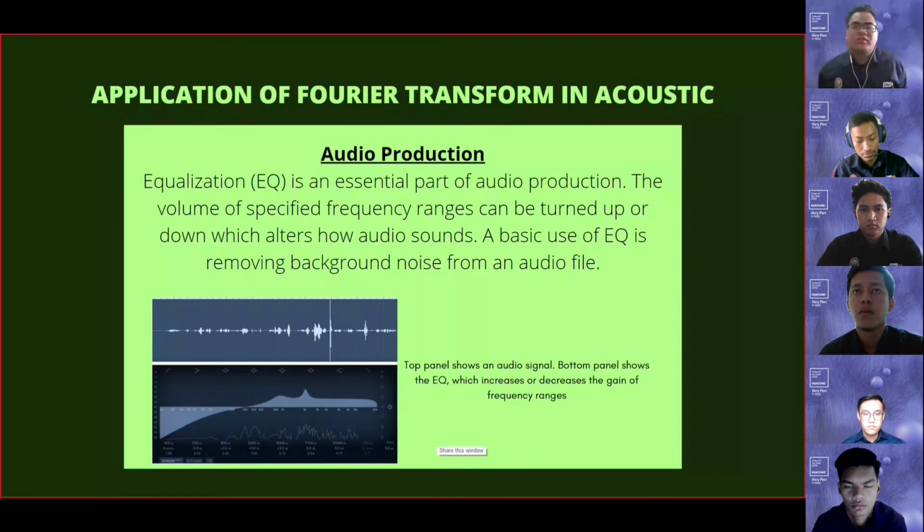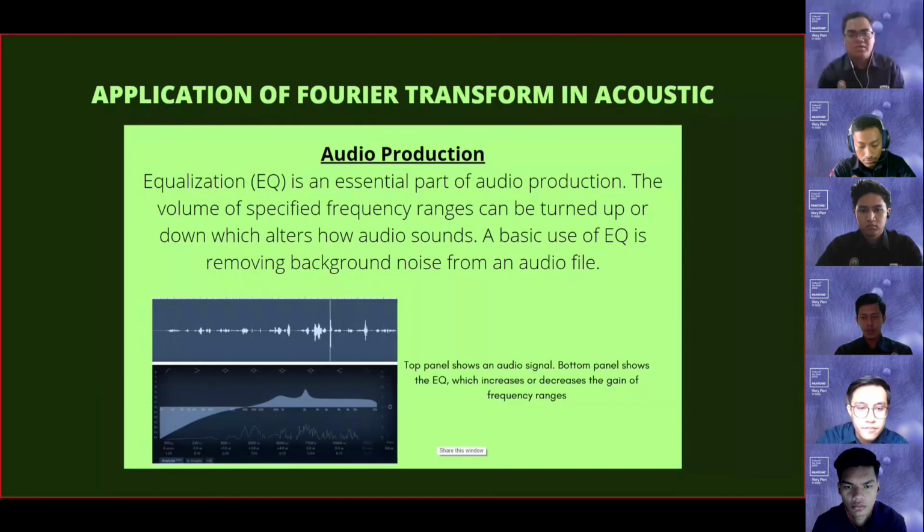So I will continue on the application of Fourier transform in acoustics. The next application is audio production. The equalization, or EQ, is an essential part of audio production. The volume of specified frequency ranges can be adjusted, and a basic use of an equalizer is removing background noise from an audio file. As you can see in the image below, the top panel shows an audio signal and the bottom panel shows the equalizer itself, which increases or decreases the gain of the frequency ranges.